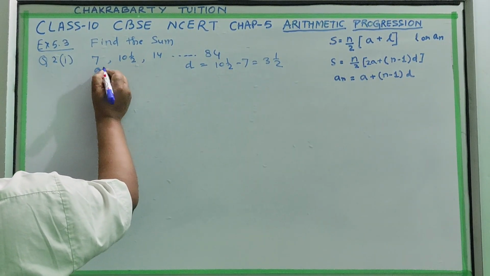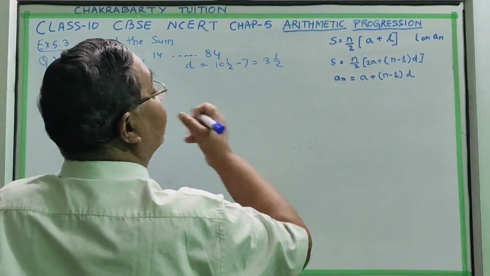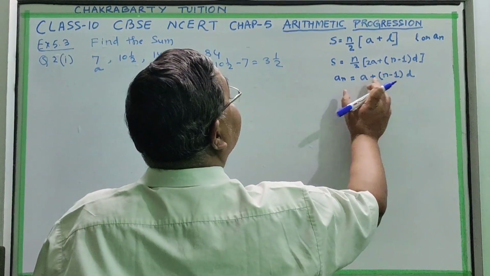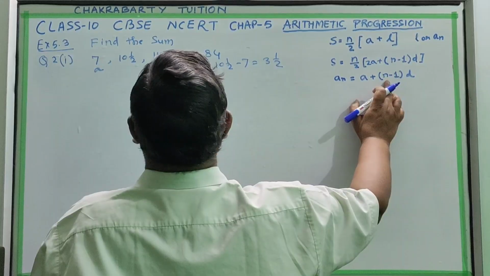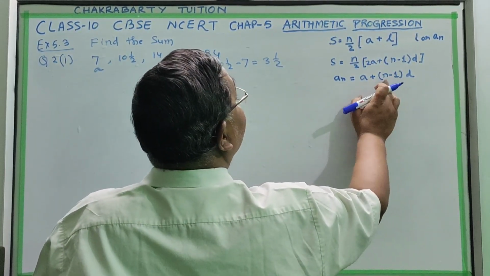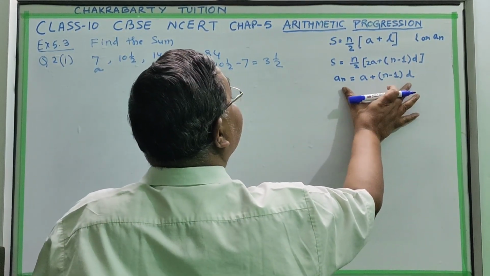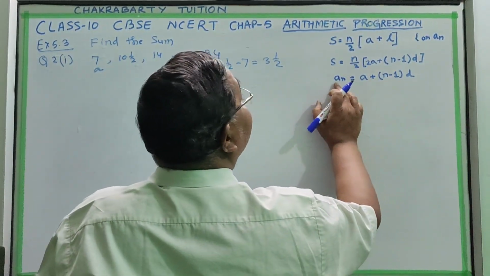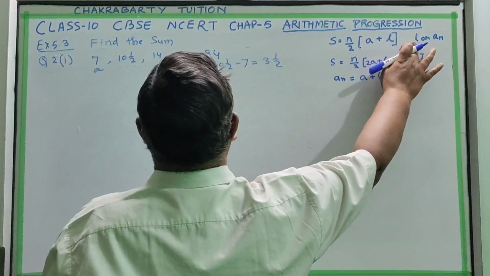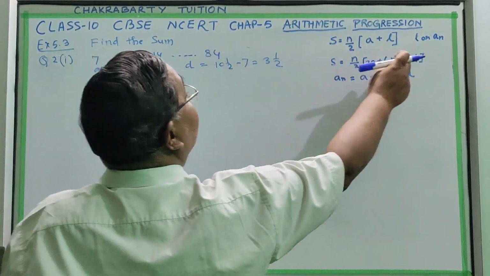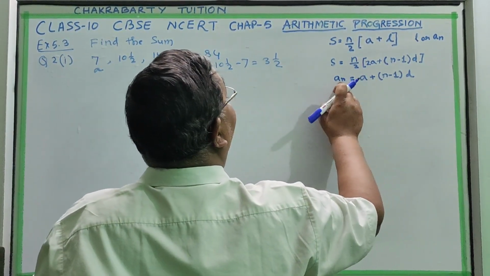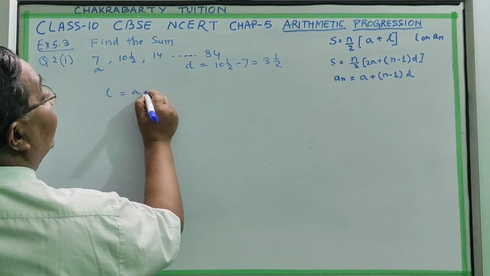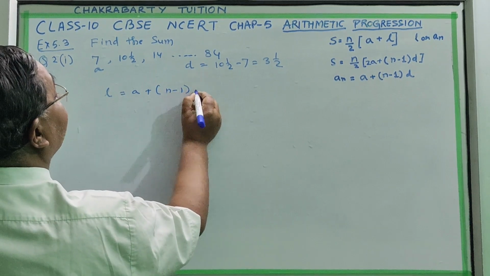A is the first term. D is not given, so we will try to find D. If A is given and N is not given, then N we can find from here. In the formula, if one thing is missing, you can find that. And in place of AN, you can use L also, because the last number is given. So our formula will become L equals A plus N minus 1 and D.